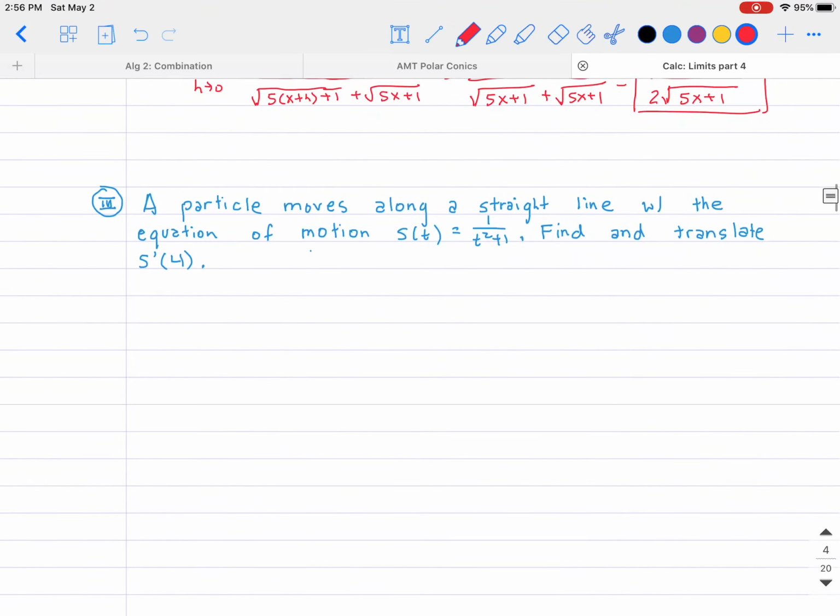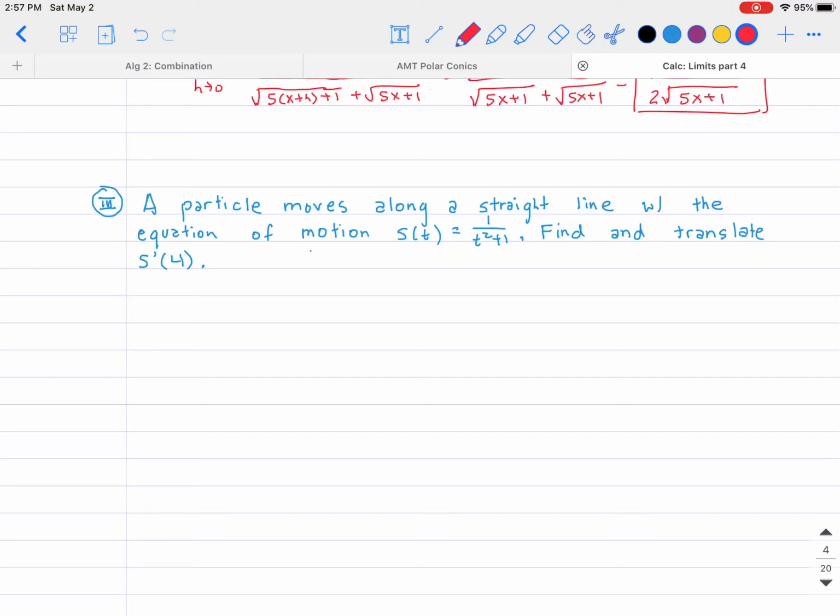Okay. Finally, part 3. Same style, right? Now let's look at it as a word problem. A particle moves along a straight line with the equation of motion s of t equal to that equation. Find and translate s prime of 4. So first of all, they want us to find the derivative equation and figure out what does that actually represent.